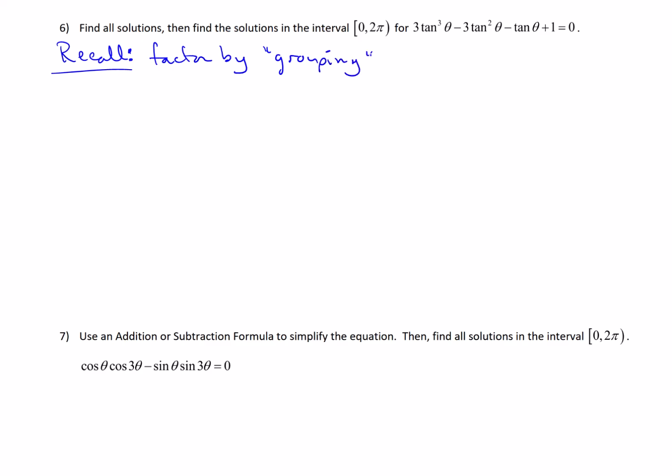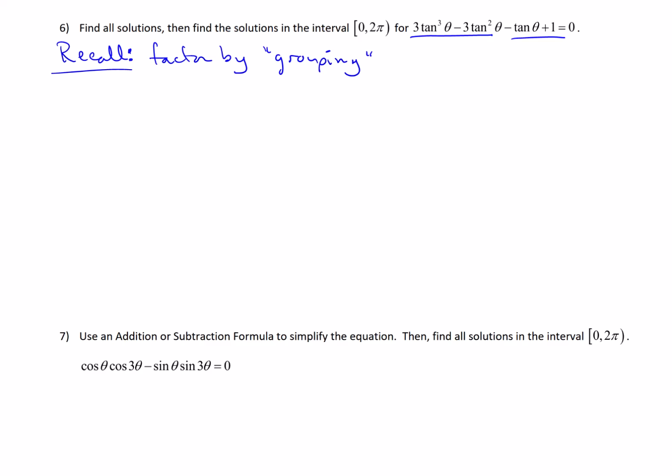And when you have this number of terms, it's a good method to use. So by grouping, what I mean is this: I'm going to group the first 2 terms and the last 2 terms, so out of the 4 that we have. And by grouping, I'm just going to underline them. And then I'm going to factor the GCF out of each group.